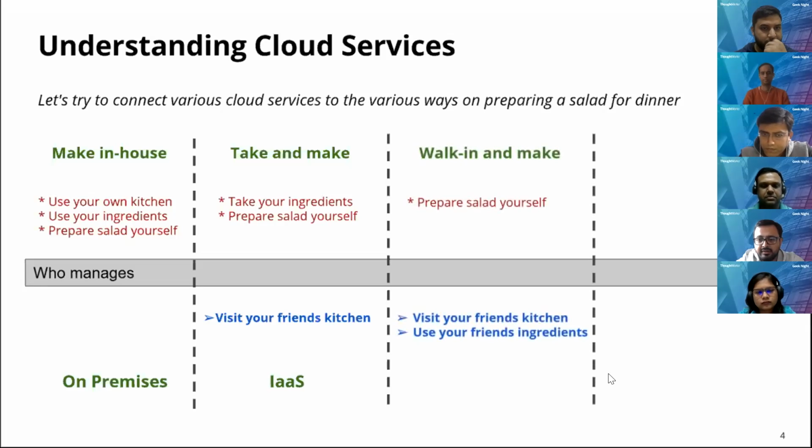Taking a step further, as you are using your friend's kitchen, you can even ask them to provide the ingredients as well. So using your friend's kitchen and ingredients, you prepare your salad the way you like it. Here you are consuming shared ingredients while preparing your own salad in your own way. This is similar to platform as a service, where along with the shared storage, data centers and network, you are also using the shared tools and techniques available to develop your own application.